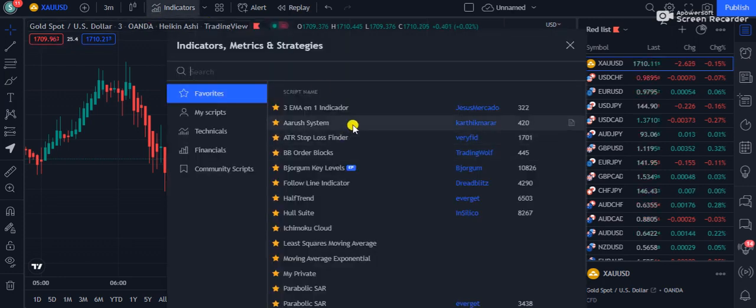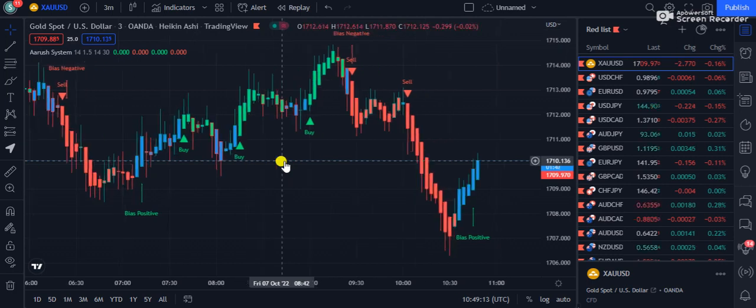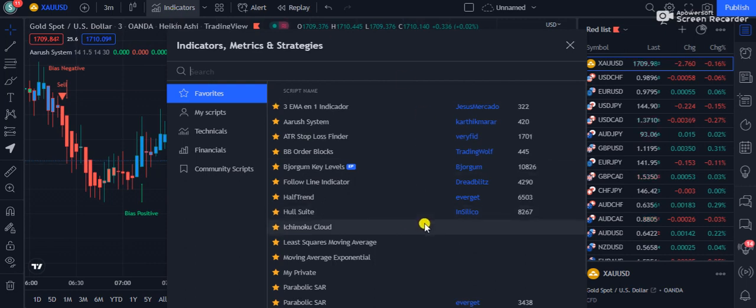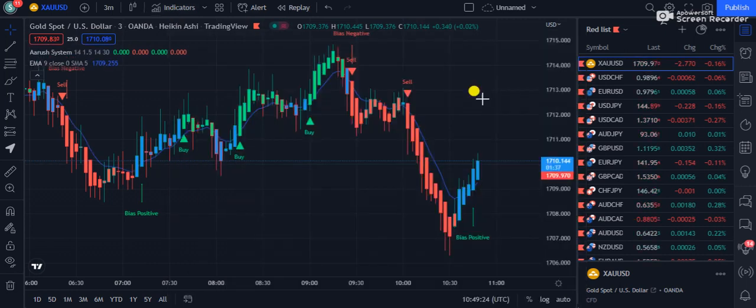So the first indicator that we are going to use today is the Arush system, and that is by Karthik Marar. Around 420 traders are using this system. If I attach the system on my screen, it has a basic look like this. The second indicator that I am going to use with this strategy is the exponential moving average. You can see a blue line has appeared on my screen.